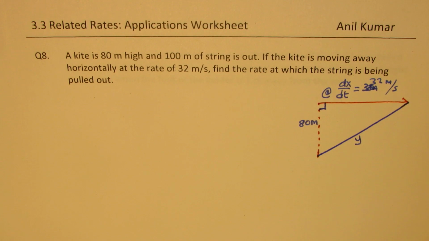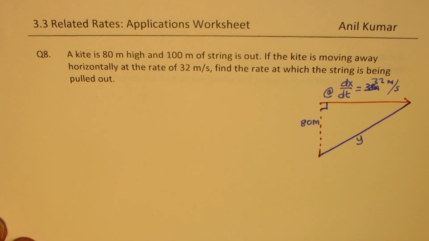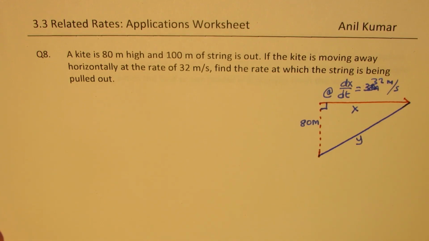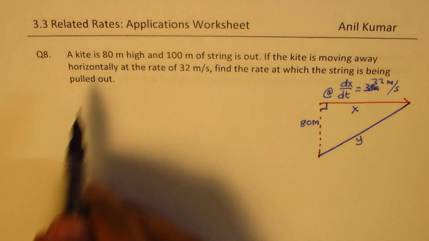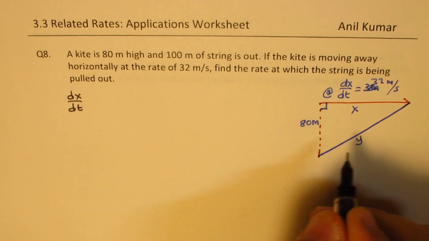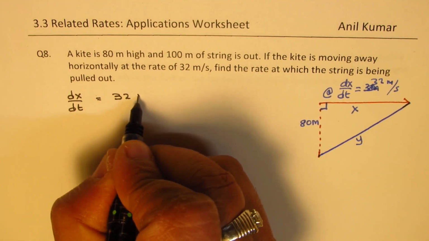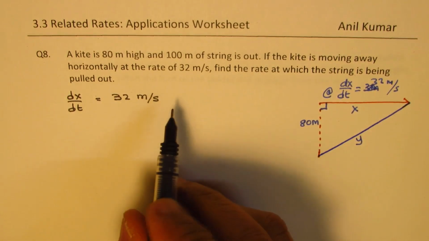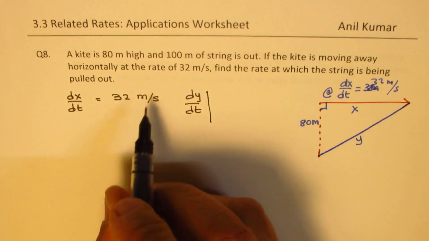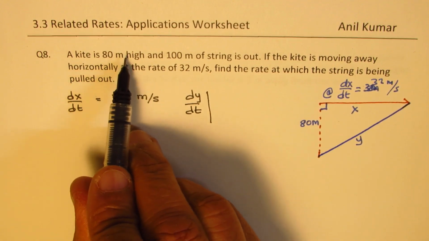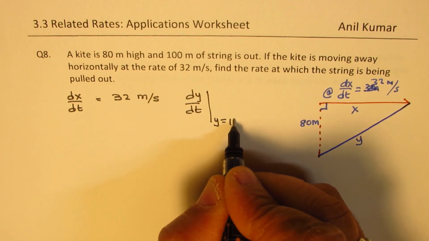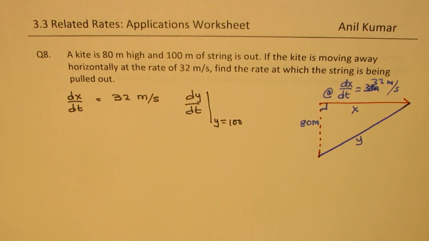Now, looking into the situation clearly, we can say that x and y are related with the Pythagorean theorem, correct? So let's write down what we have. So we know that rate of change dx/dt along horizontal is equal to 32 meters per second, right? And what we need to find is dy/dt when the kite is 80 meters high and 100 meters of string is out. So when y is equal to 100. That is what we need to find, right?